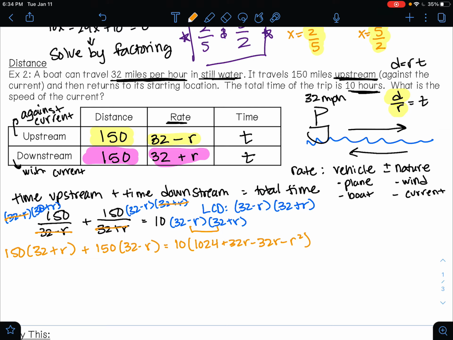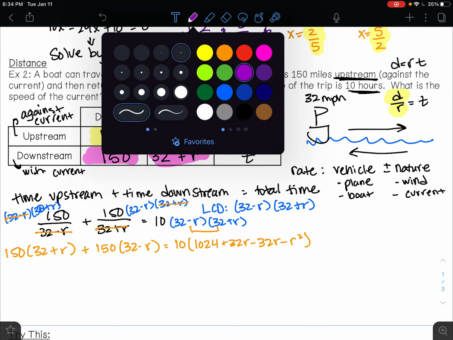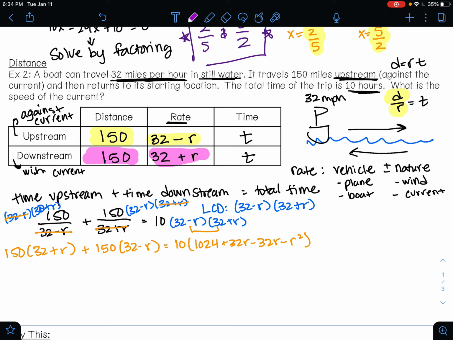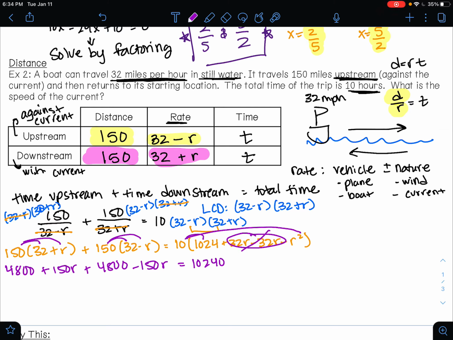So let's go ahead and simplify this a little bit. 150 times 32 is 4,800 plus 150r, I'm just using the distributive property, plus 4,800 minus 150r is equal to 10,240. These are going to cancel, minus 10r squared. So let's take stock here.